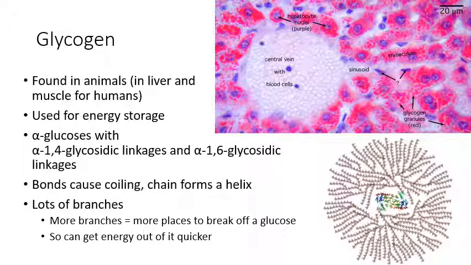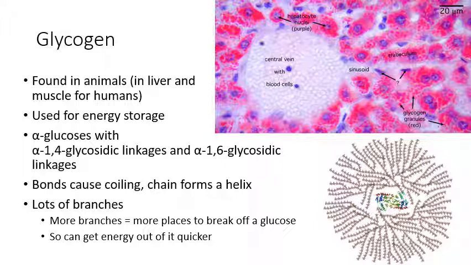Glycogen is similar to starch. It's also used for energy storage, but it's not found in plants. Instead, it's found in animals. For humans, the main place where you store glycogen in your body is the liver, but your muscles will also store it. It's basically a way for you to store glucose in the long term and then access it when you need it. So similar to starch, glycogen is also made out of alpha glucoses with the alpha-1,4 glycosidic linkages, and it also has branches. Every time that you have a branch, that branch is created by an alpha-1,6 glycosidic linkage, so that's also just like starch. So the structure of it is really similar to starch.